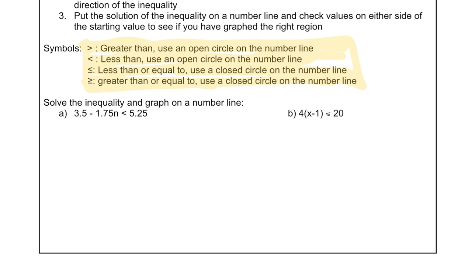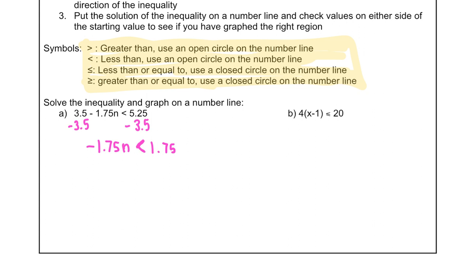So if we are trying to solve the inequality, the first thing we want to do is solve it like an equation. So I'm going to subtract the 3.5 from both sides. So then I get negative 1.75 n is less than 1.75.